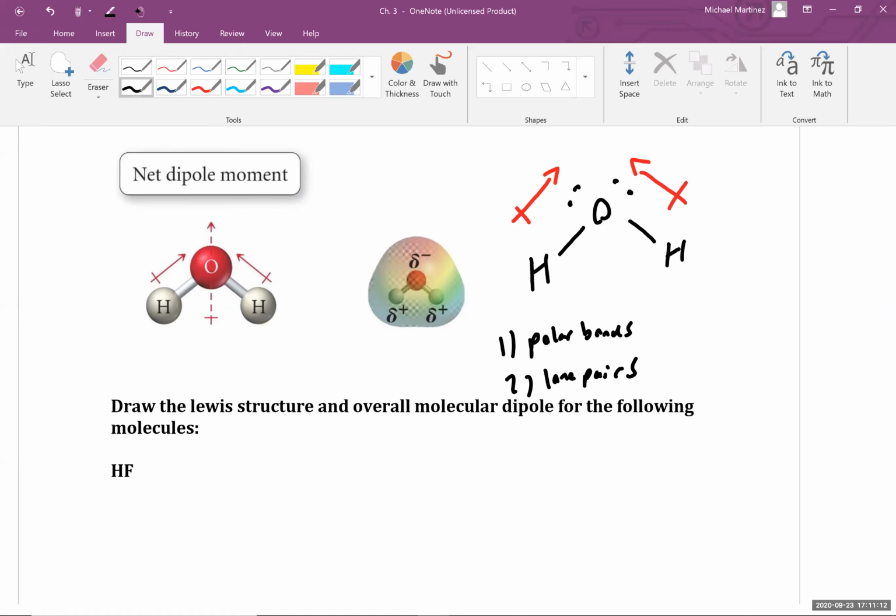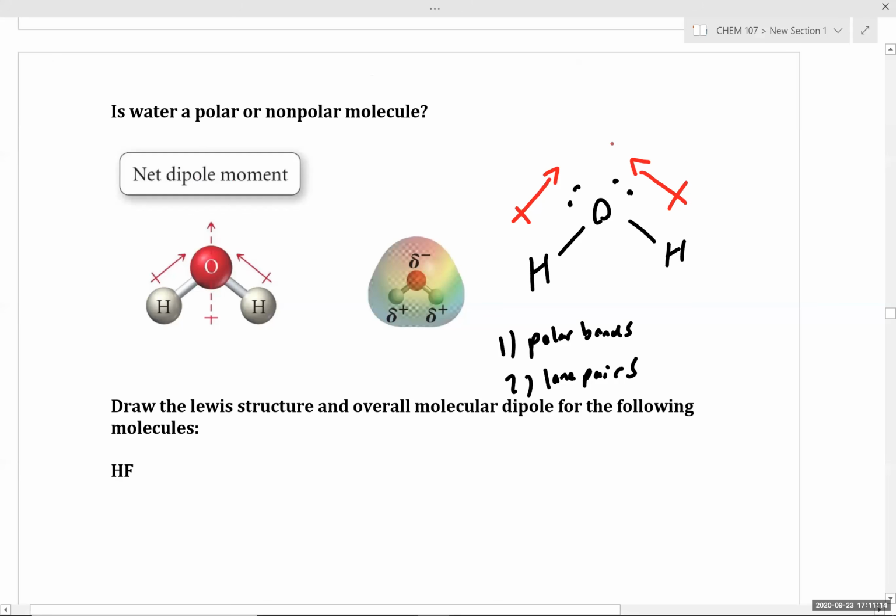So if we look at the general direction of both of our bond dipoles, we can see and add them together and get our net dipole. And as we can see, water has a net dipole, so water is polar. Does that make sense?